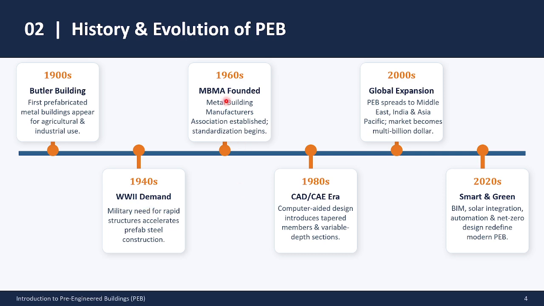By the 1960s, the MBMA, the Metal Building Manufacturers Association, was founded, bringing standardization. The 1980s introduced CAD and computer-aided engineering. By the 2000s, PEB had gone global into the Middle East, India, and Asia Pacific. Today in the 2020s, BIM integration, solar-ready roofs, and net zero design are reshaping the industry.